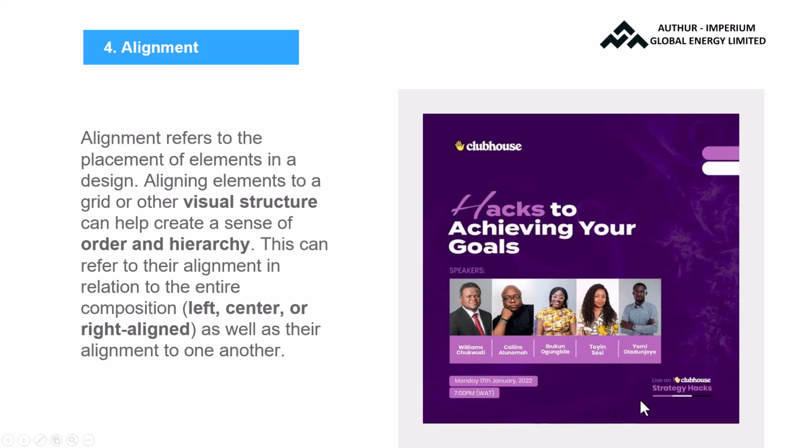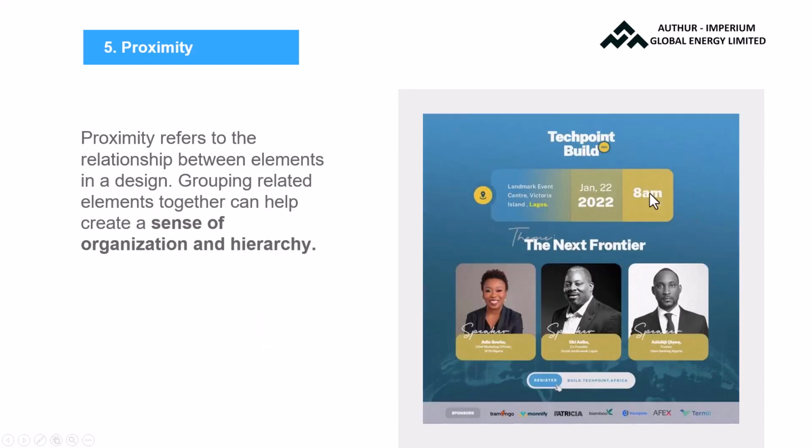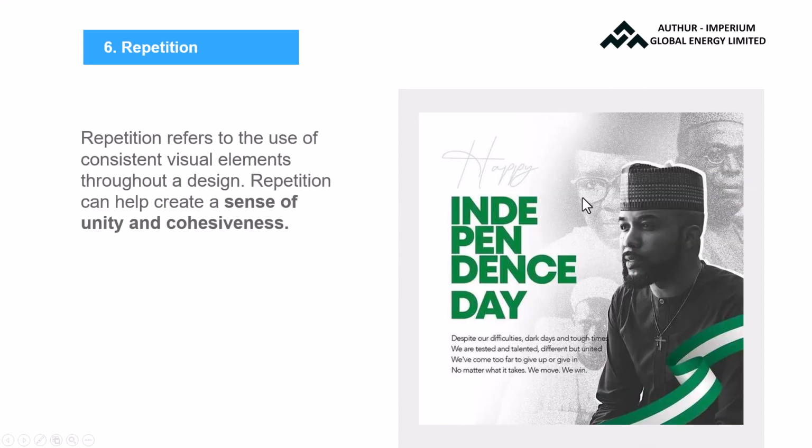Then we have what else? We have balance, so everything here is properly balanced. Here we have proximity and balance. You can call this symmetrical balance because whatever is here is also here. Center alignment, proximity, and white space.